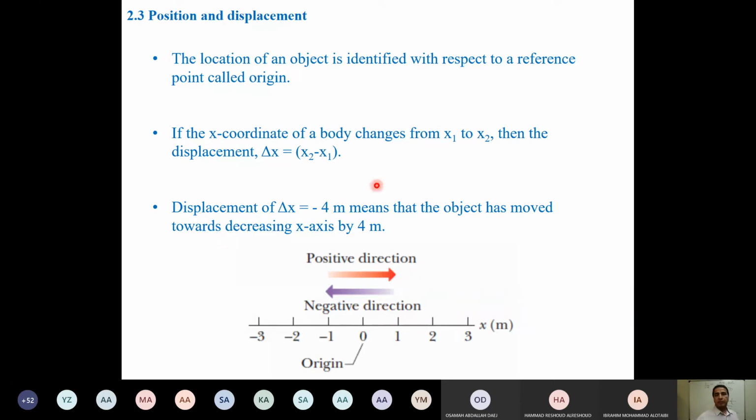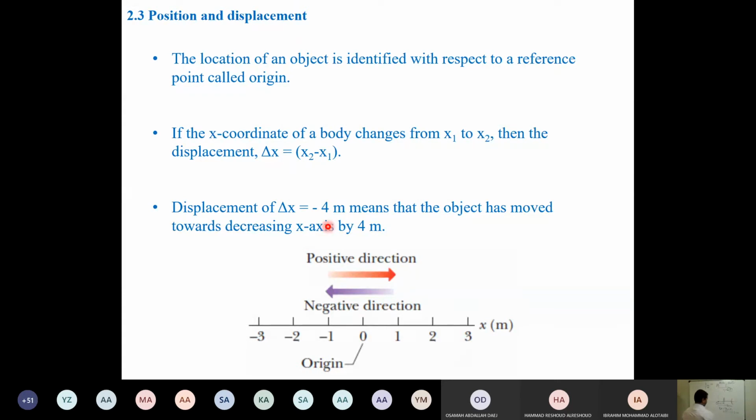So that will be our way to determine the displacement for 1 dimension. For 2 dimensions, there will be a y component. For 3 dimensions, there will also be the z component. Displacement of minus 4 means that the object has moved towards the decreasing direction by 4 meters. And it is quite clear here.